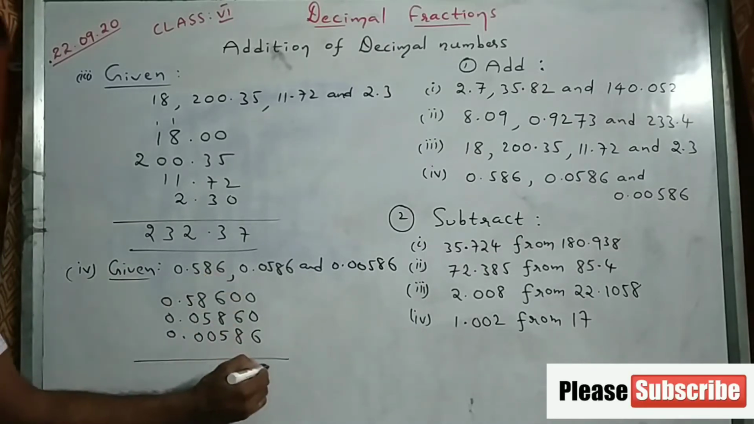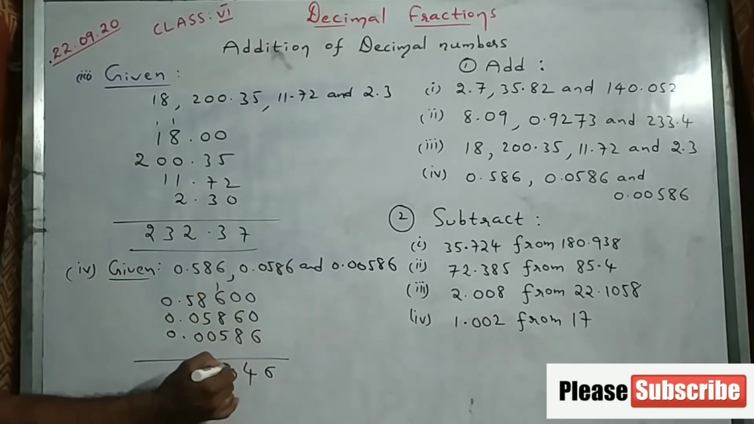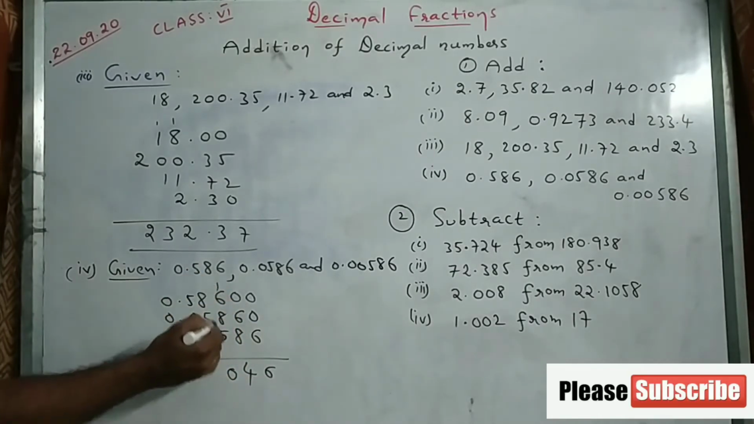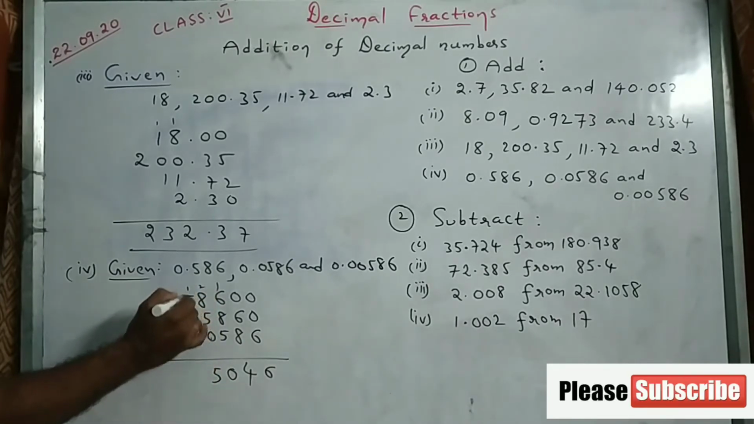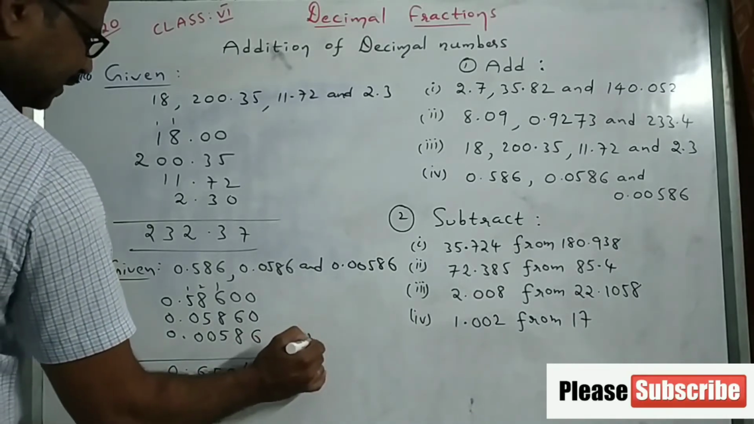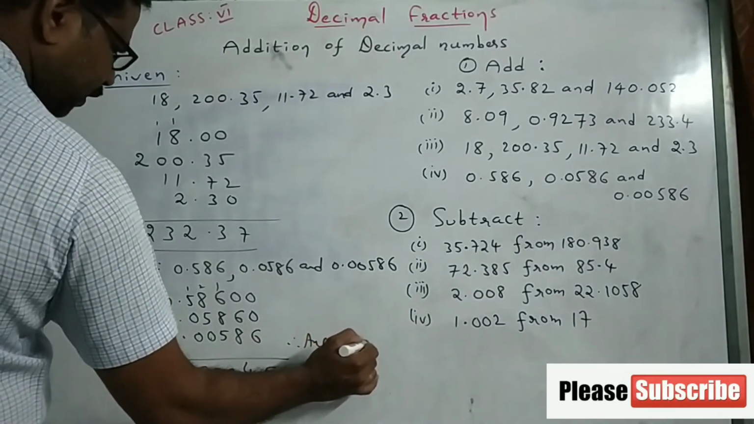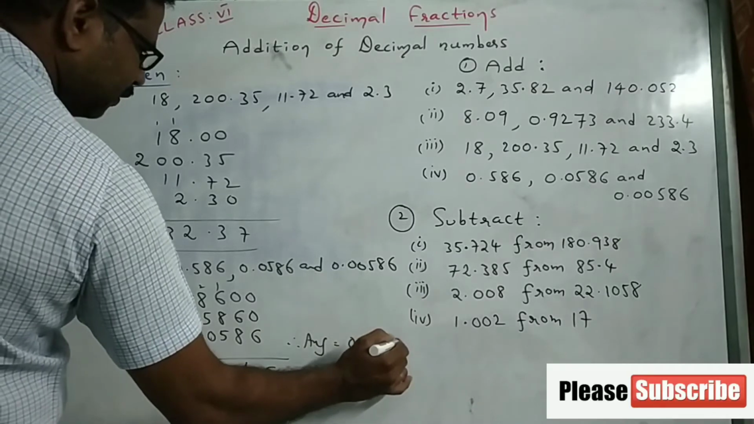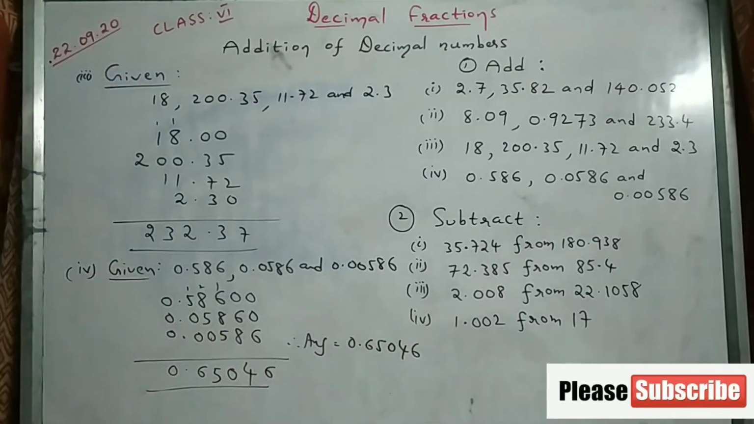You should change them into like decimals before adding. Don't forget that. 6, 14, 20, 2, 10, 15, 6, 0. So what is my final answer here? 0.65046. Okay.